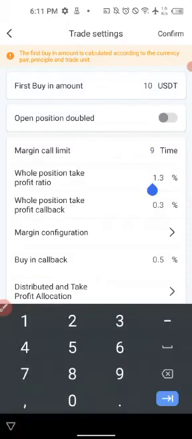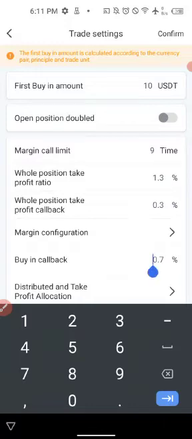For the profit ratio you want to take, it's up to you, but I use between 1.1 or 1.3 depending on the coin. Let me use 1.3 here. I remember when I talked about what the callback is, and we have talked about the profit callback and the buying callback. For the buying callback, since we're in a bearish market, I would use 0.7.